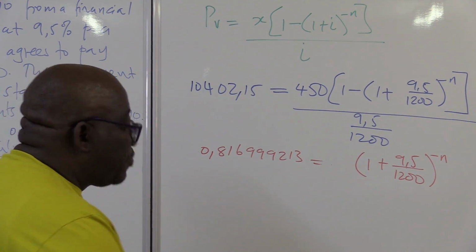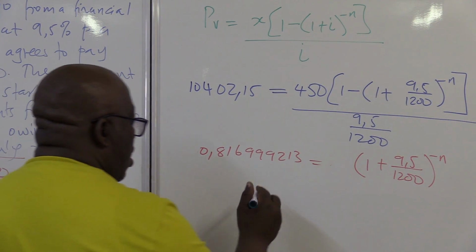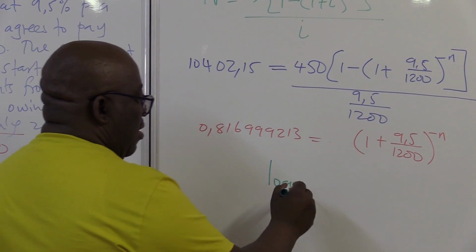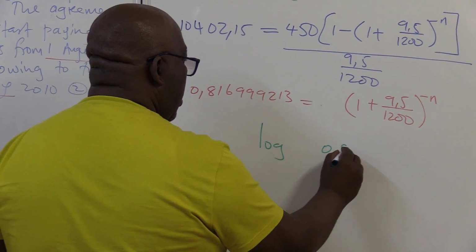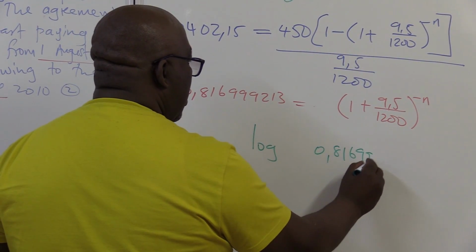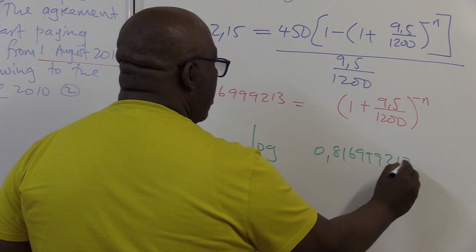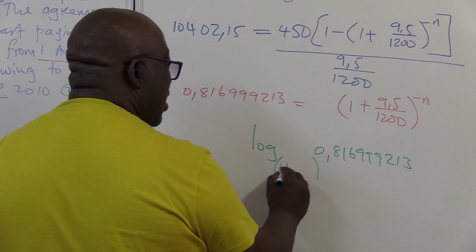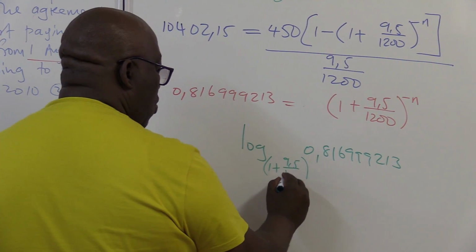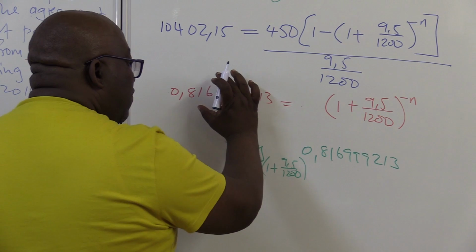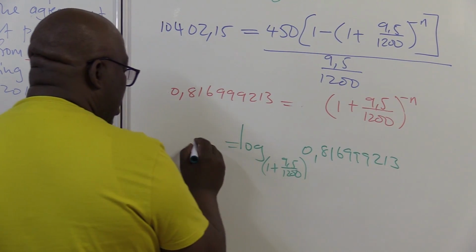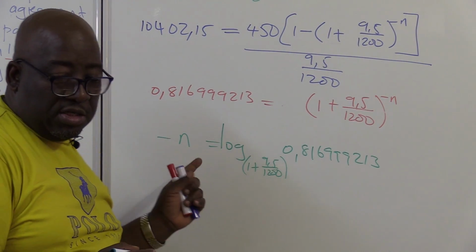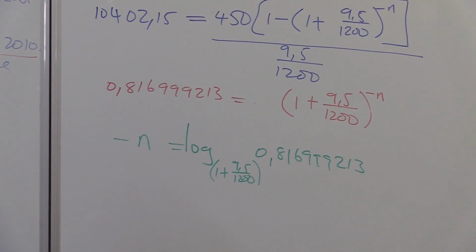So now we are saying a log of this number, you write it, you don't round off here. The log of 0.816999213, if the base, you put the base down, it is 1 plus 9.5 over 1,200. A log of this number will be the exponent. What is the exponent in this case? It is minus n. That's how you go about making n the subject. Change it from exponential to log.